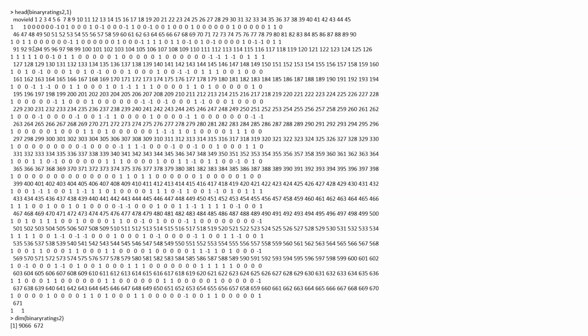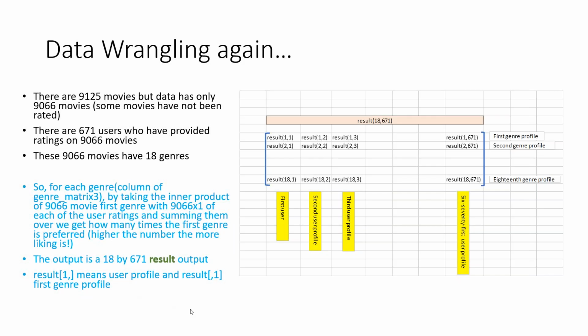You see, this is now 9,066 movies, 672 raters. So the same thing is reshaped into a matrix form so that I can do all kinds of calculations. What kind of calculations? Similarity measures. Basically, that's what I do. There are 9,125 movies, but the data has only 9,066 movies. Some movies have not been rated. There are 671 users who have provided ratings on 9,066 movies and 18 genres.